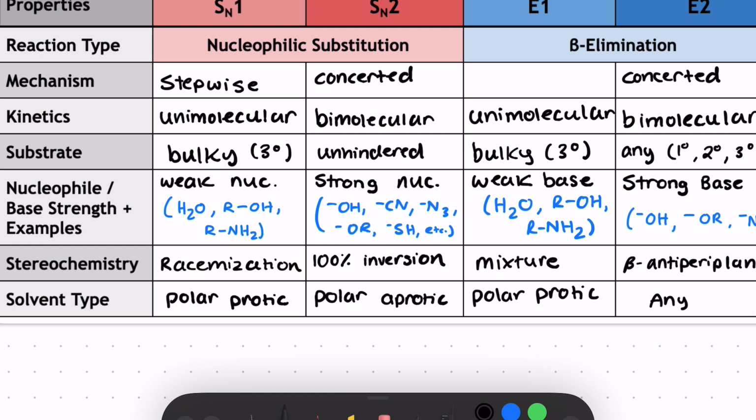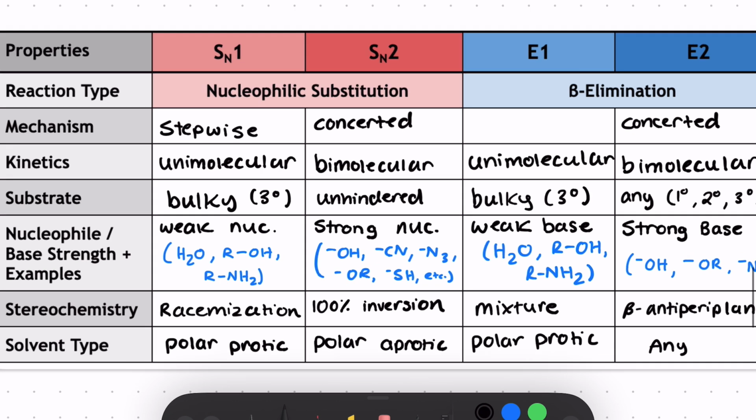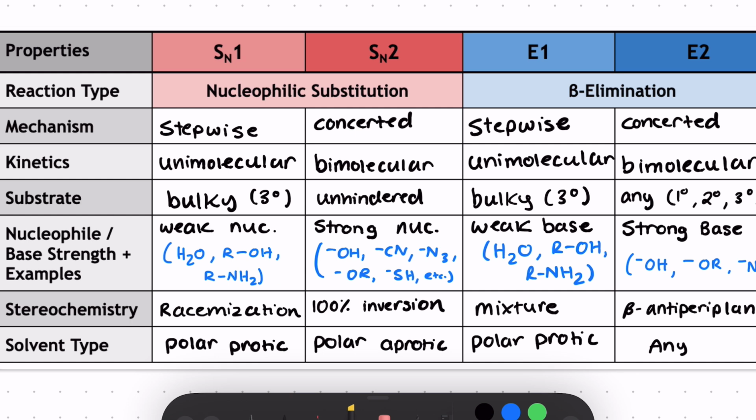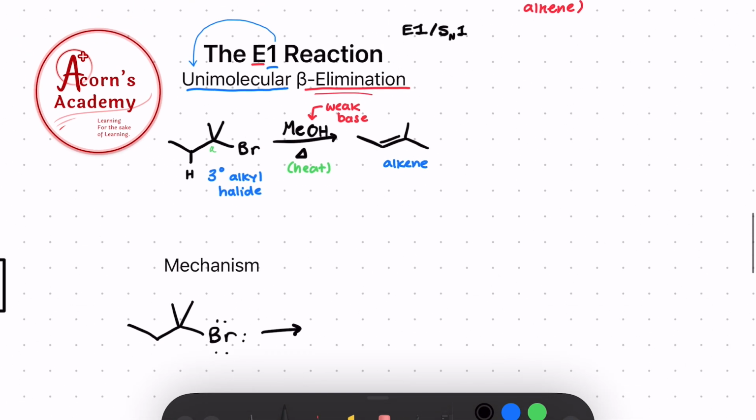Now, you may have recognized that there are a lot of similarities. Basically, almost this entire table is the same. Mechanism I said we'll get to, but you can predict just like SN1, this is also stepwise. Same substrate, same solvent type, same mechanism, same kinetics, even the nucleophiles and the bases. Most of these weak bases also happen to be weak nucleophiles, and you can observe that here. They are very similar, so these two are going to be pretty fiercely competing reactions.